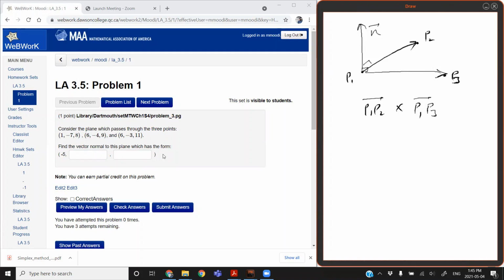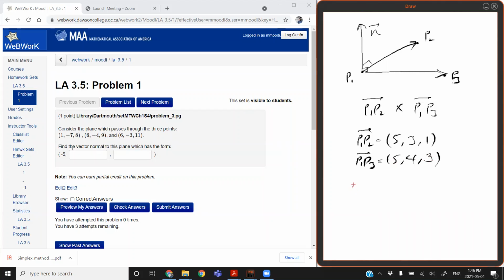When it says find a vector normal to the plane, that means a vector that is orthogonal to the plane. So let's calculate P1P2. Let's say this is P1, this is P2, this is P3. So 6 minus 1, 5. Minus 4 plus 7, 3. 9 minus 8, 1. P1P3: 6 minus 1, 5. Minus 3 plus 7, 4. And then you have 11 minus 8, that's 3.